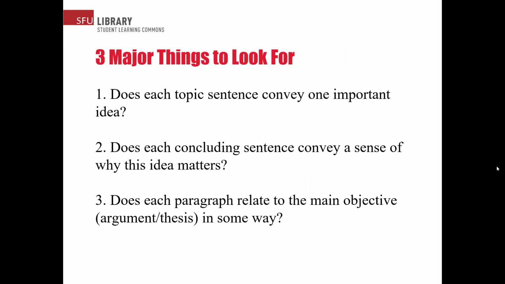Here are three big things to look out for when you're making a reverse outline. First, make sure each topic sentence conveys one important idea. Second, ensure that each concluding sentence conveys a sense of why this idea matters. And third, make sure that each paragraph relates to your main argument or thesis in some way.